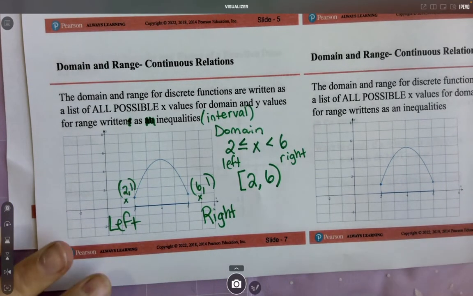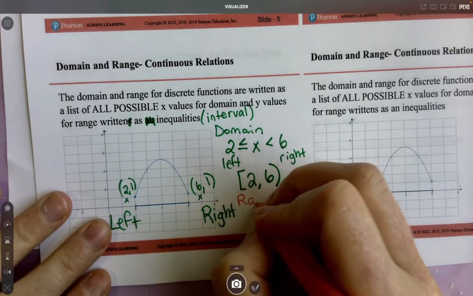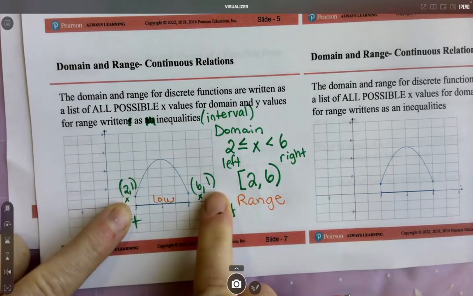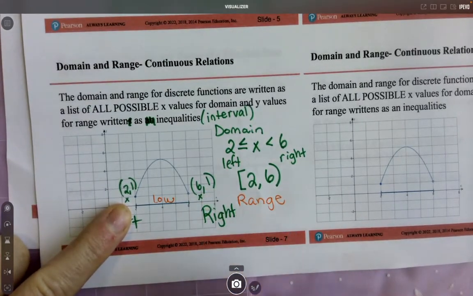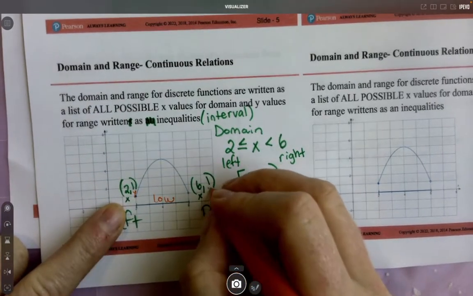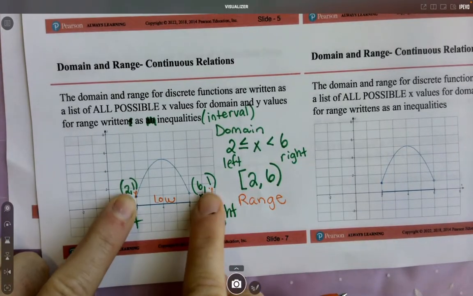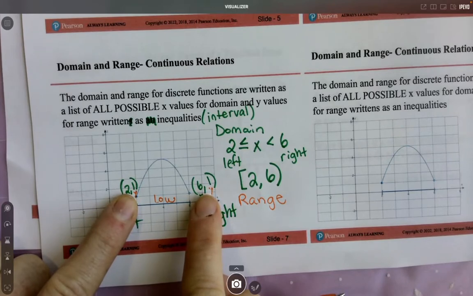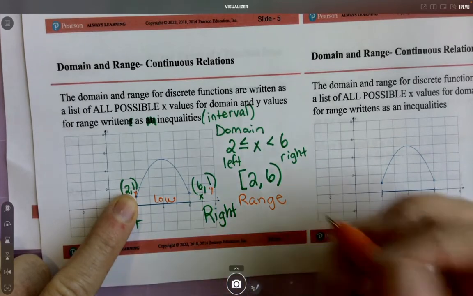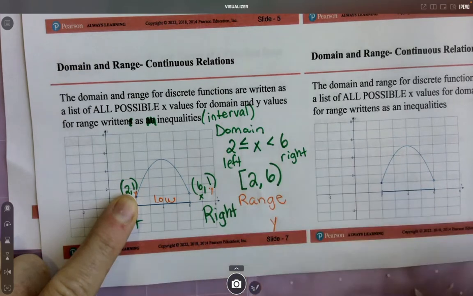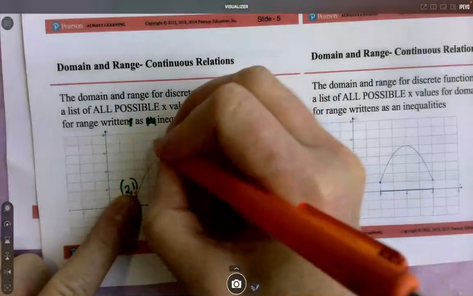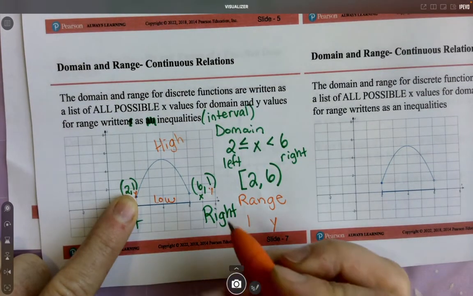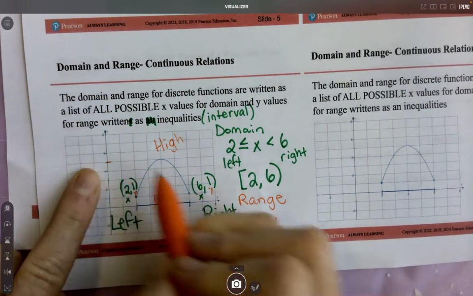So now let's do the range. Range is low to high. So the lowest is right here. And range is our y values. So look at your y values. There's 2 low points, both 1. This one's included, this one's not. So it is going to be included. So it's the y values between 1 and, we've got to come up with our high point. How high does it go on the y-axis? And it goes to 5.